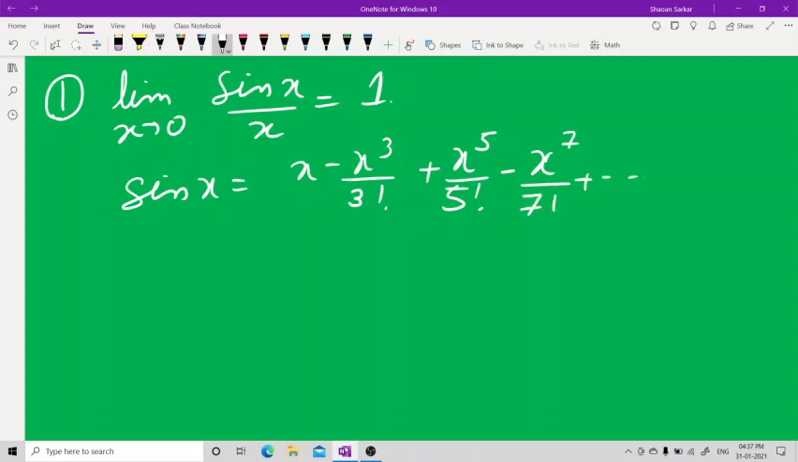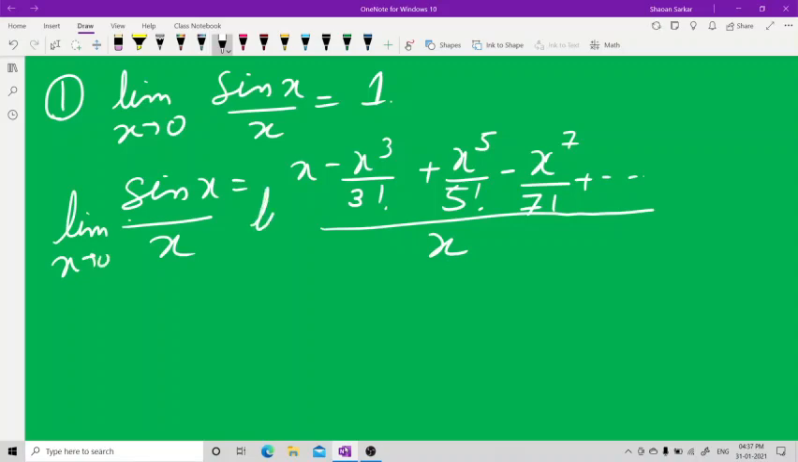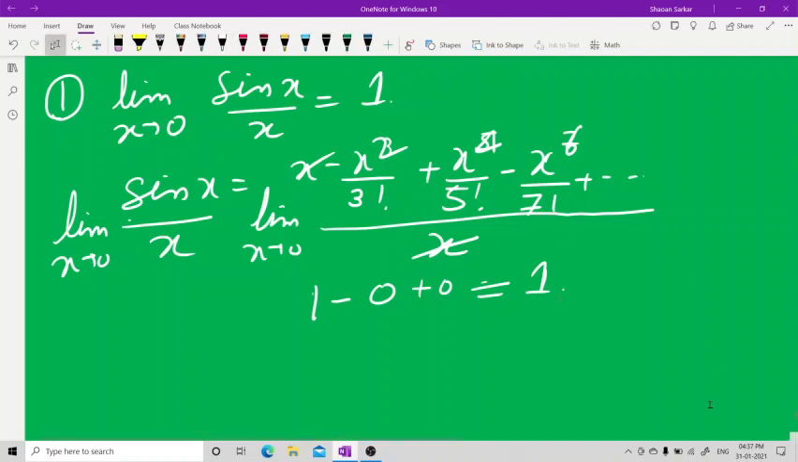Now you divide this whole expansion by x and take the limit on both sides as x tends to 0. You cancel x from each part. This is now x square, this is now x to the power of 4, this is now x to the power of 6, and take the limit. So this becomes 1 minus all zeros after that. So you get 1.